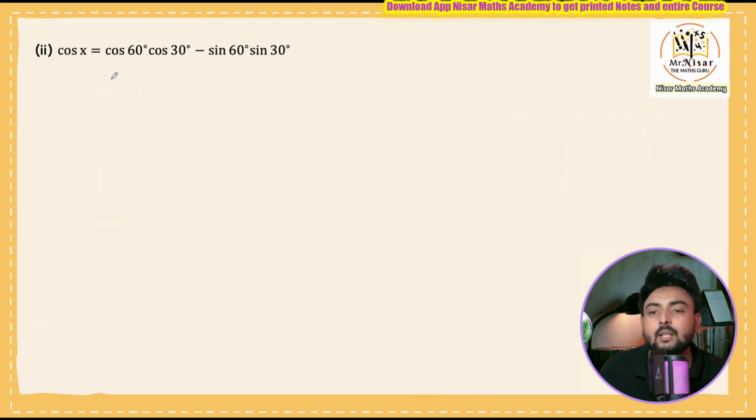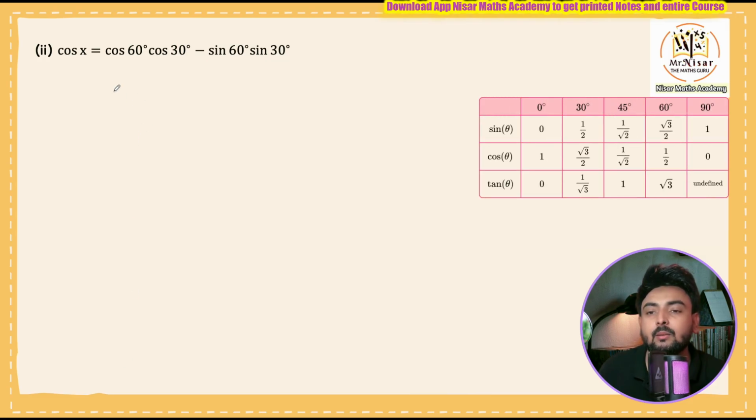The next question again is of the same type. Again I said you need to know the table, then only you will be able to solve these questions. I'll keep that table in front of you so that you don't get confused. We'll take the left hand side as well.